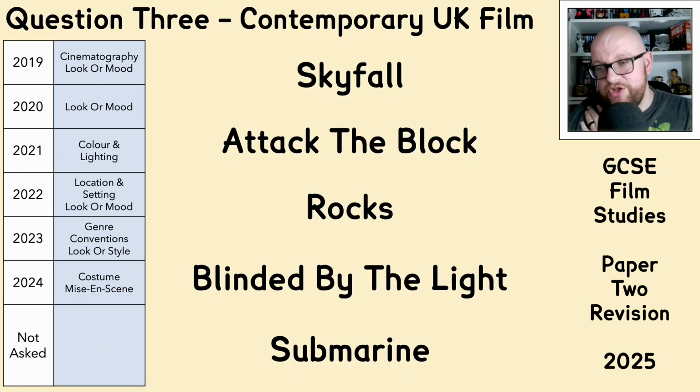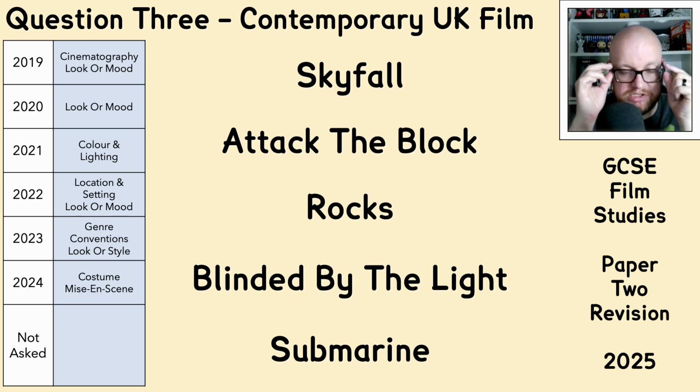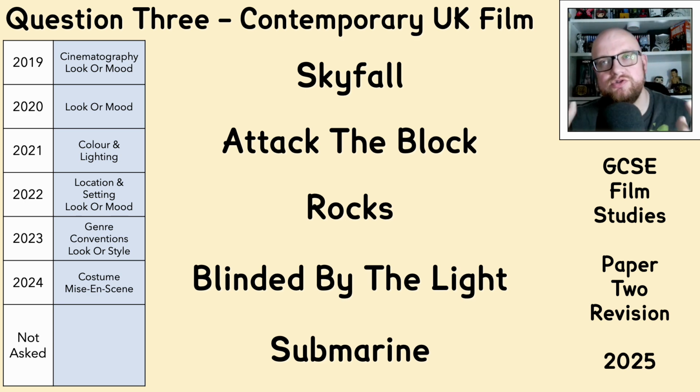And finally, question 3, contemporary UK film. So Skyfall, Attack the Block, Blinded by the Light, and Submarine. Now this question is very, very similar every year. And last year they kind of threw a little bit of a curveball in, and I'm going to discuss that in a second. But essentially, because this question is about aesthetics, it's asking you to consider the look or the mood of the film, the style of the film, the atmosphere that's created, the visual motifs that are used, the colours that are used, the lighting that's used, the cinematography, mise-en-scène, all that kind of stuff added together.